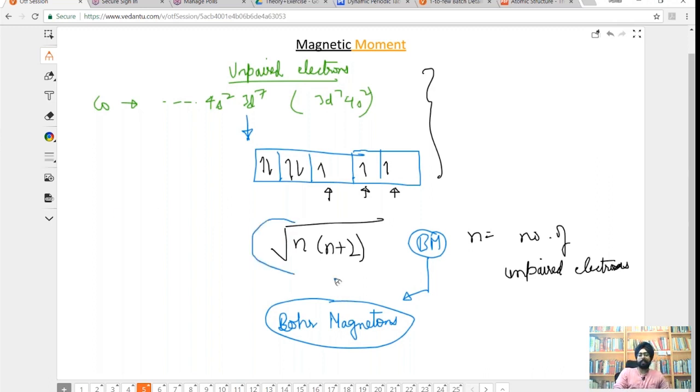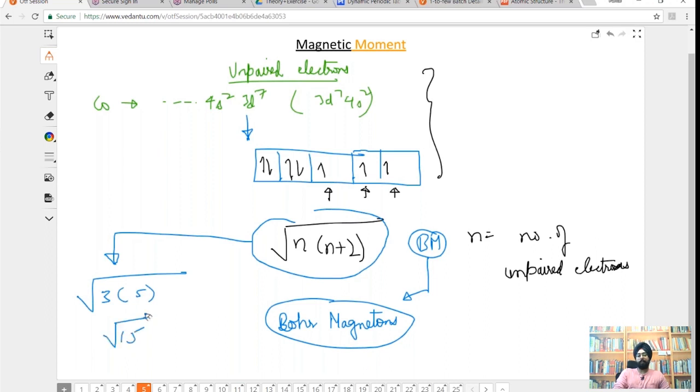So in this case, can you give me the calculation of magnetic moment? Root of 3 into 5. The root of 15 will be your answer. Root of 15 Bohr magnetons, about 3.7 something, I believe. So this will be your answer: root 15 Bohr magnetons in case of cobalt. So the magnetic moment of cobalt because of the unpaired electrons is equal to root 15 Bohr magnetons.